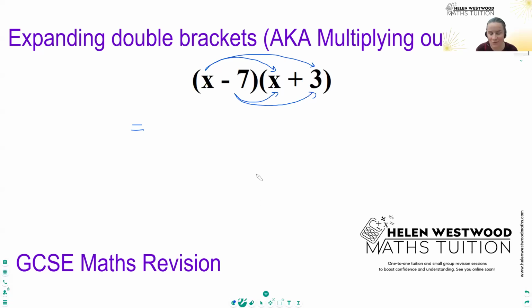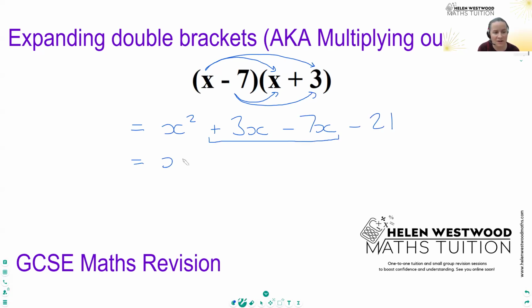So again, pause this video in case you want your GCSE Maths student to have a go at this. So x times x gives us x squared. x times positive 3 gives us positive 3x. Minus 7 times x gives us minus 7x. And then negative 7 times positive 3 gives us negative 21. And then again, we can simplify those middle terms. So we're going to have x squared at the beginning, 3x minus 7x gives us minus 4x, and then we have minus 21 on the end.